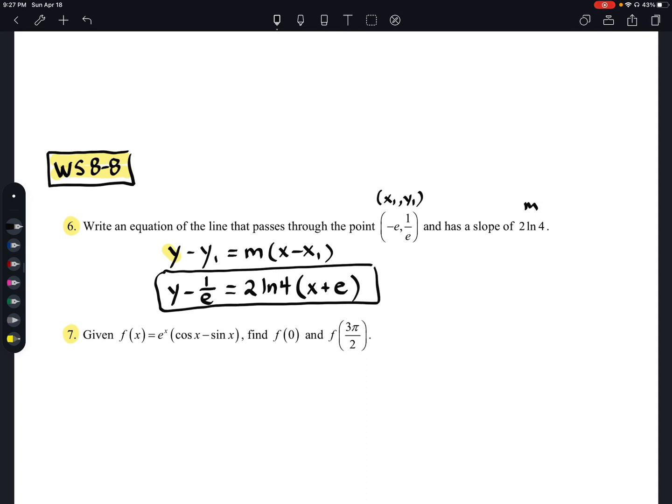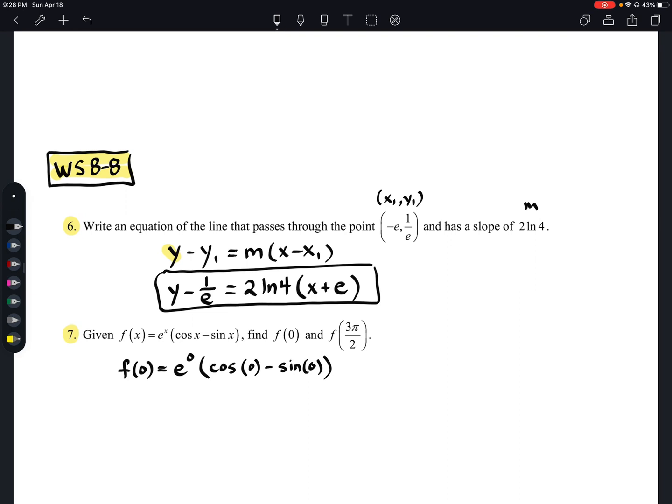Let's look at number 7. Given f of x equals e to the power of x times the quantity of cosine of x minus sine of x, find f of 0 and f of 3 pi over 2. Let's start out by plugging in f of 0. You need to plug in 0 for each of your x values. So we have e to the power of 0 times the quantity of the cosine of 0 minus the sine of 0.